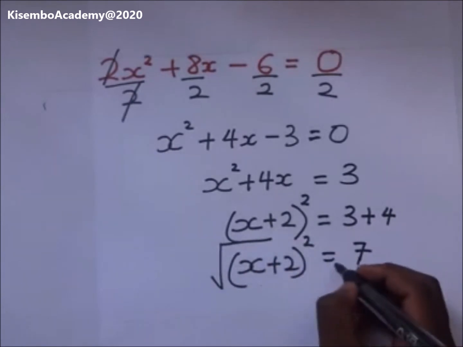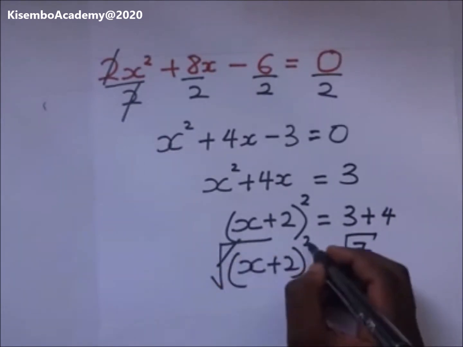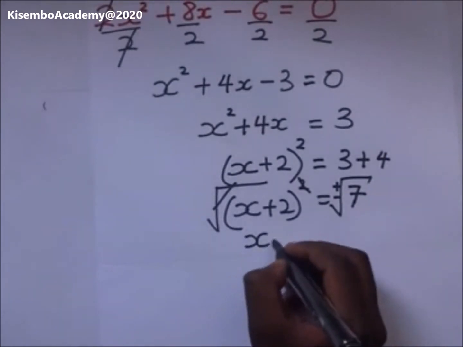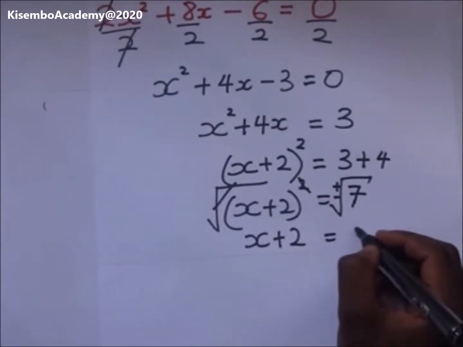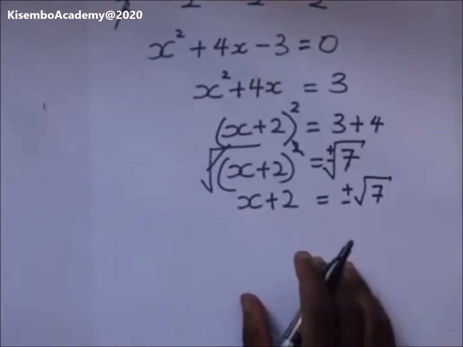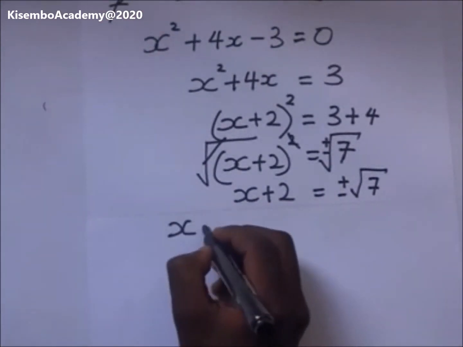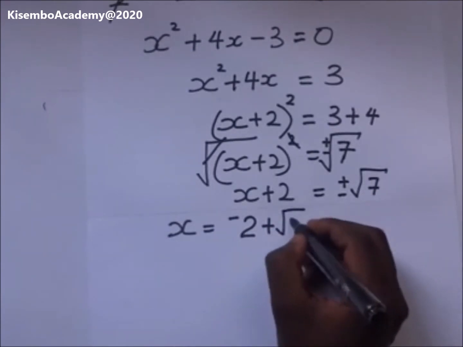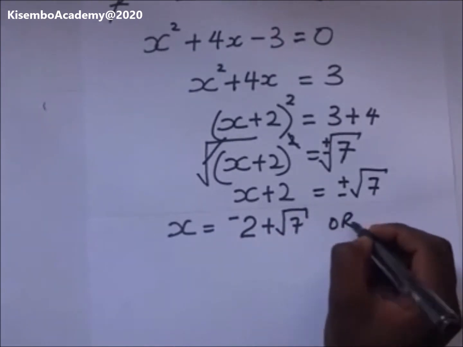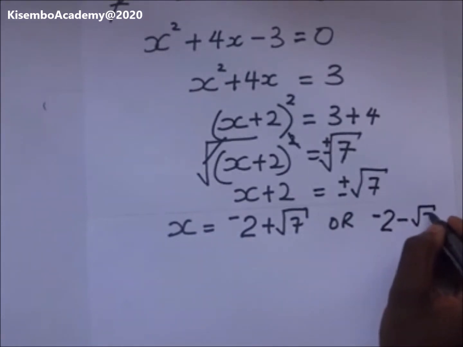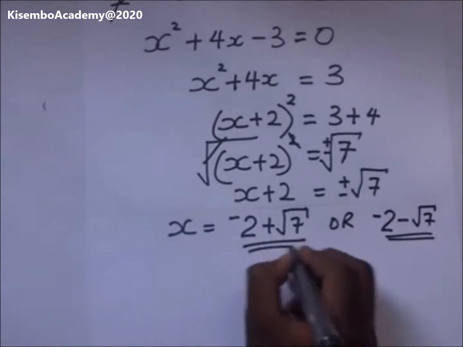When you find the square root on both sides, this goes with that. This is plus or minus. So you remain with x plus 2 being equal to plus or minus the square root of 7. So our value of x is either negative 2 plus the root of 7, or it is negative 2 minus the root of 7. These are our two values of x.